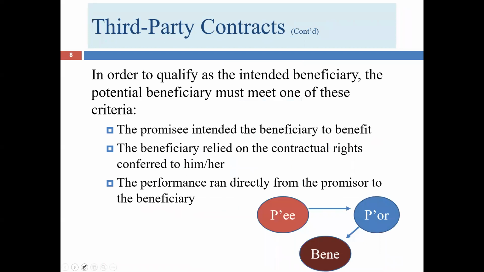Okay, so let's consider this scenario. Here we go. In order to qualify as the intended beneficiary, the potential beneficiary must meet one of these criteria. So you just need one. I'm just going to put "or" here. And you can see, here's our picture. The promisee is doing something for the promisor, and the promisor is saying, because you're going to do this for me, I'm going to do this for your beneficiary. So the promisee, the one who's doing something for the promisor, intended the beneficiary to benefit.